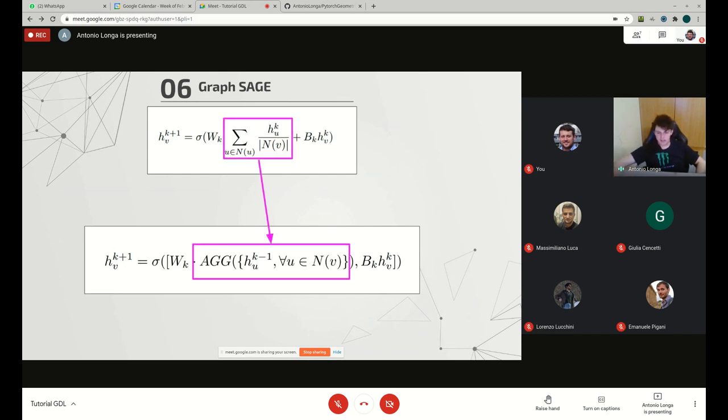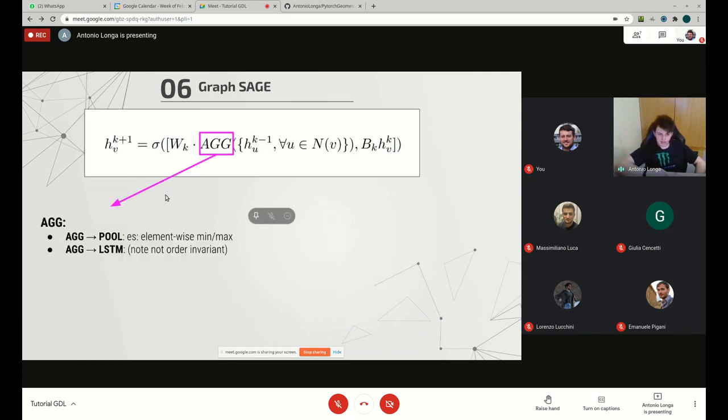In fact, as you can see here, we have the first part that changed, so a general aggregation function, and then we go from a plus to a comma, meaning a concatenation. Okay, what is this aggregation? Well, it can be a pooling strategy, like element-wise min, max, or whatever you want, or even an LSTM. Note that we will see everything of this in the next tutorial, not today, but just to say something: note that an LSTM is not order invariant.